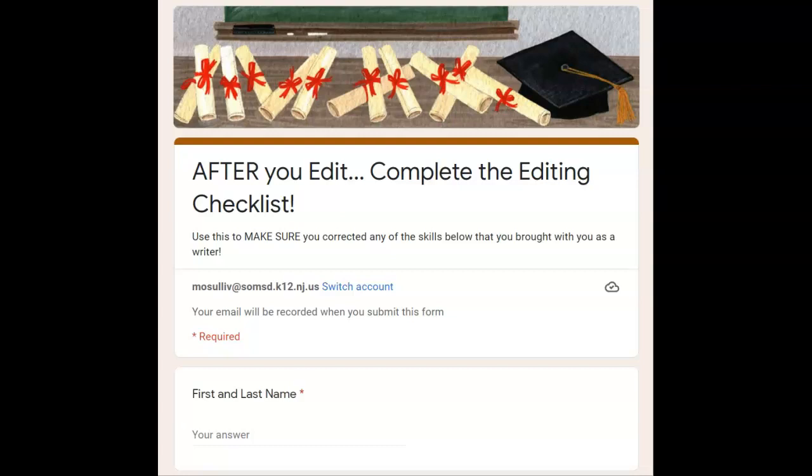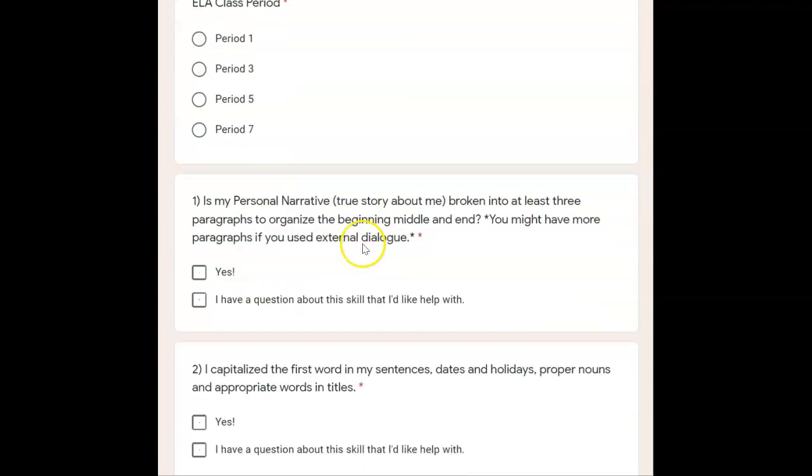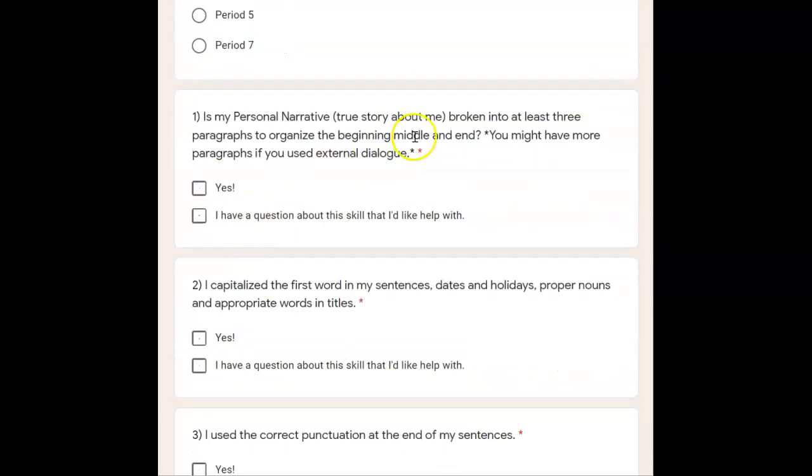So now that you've looked at your narrative, we're going to go ahead and start to figure out what skills we need to check for. So you clicked the link, you made it here. You're going to put your first and last name, your class period. Then we're going to start to edit for specific things. 6 specific things. First, is it broken into 3 paragraphs? Yes? Or maybe you still have questions about this you want us to work with you on. We want to know. Don't just say yes because you think that's what we want to hear.